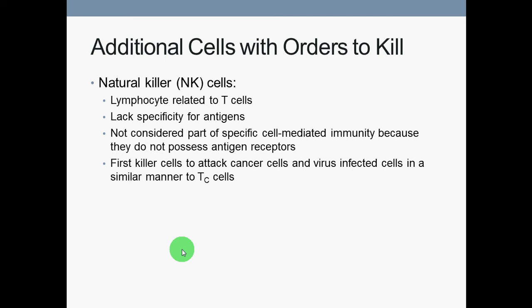But they are the first killer cells to attack cancer cells and cells infected by viruses, in a manner that's similar to cytotoxic T cells. So even though they're not specific, they don't have specific antigen receptors, they're an important part of the immune system because they also attack cells that are infected.